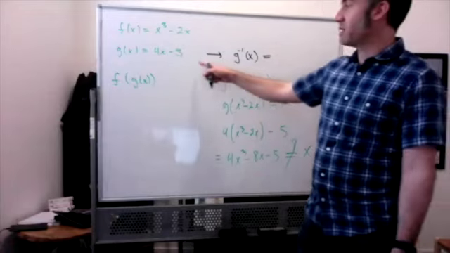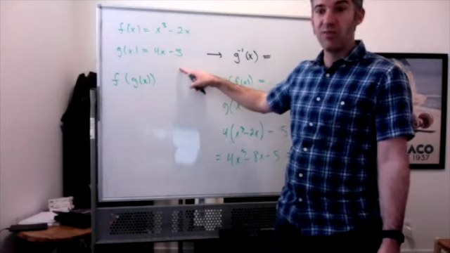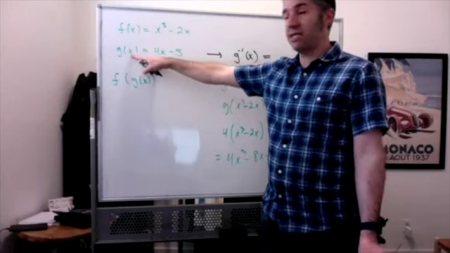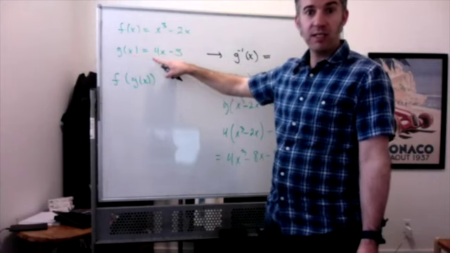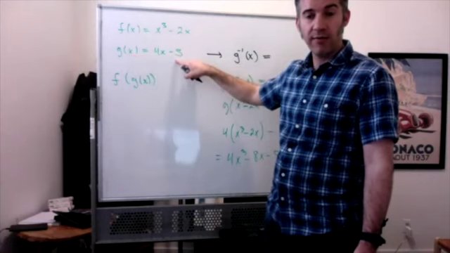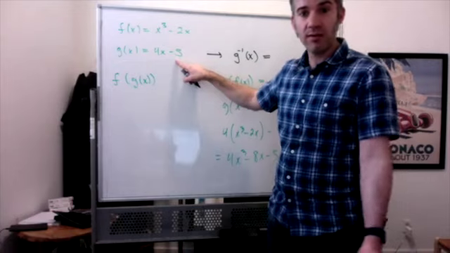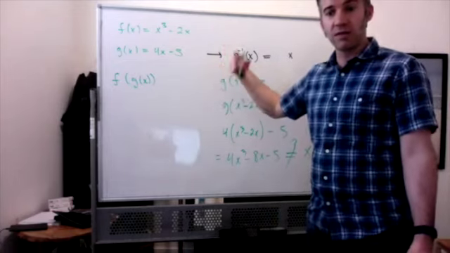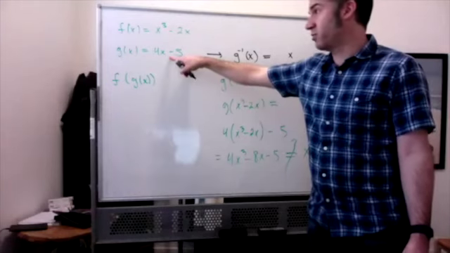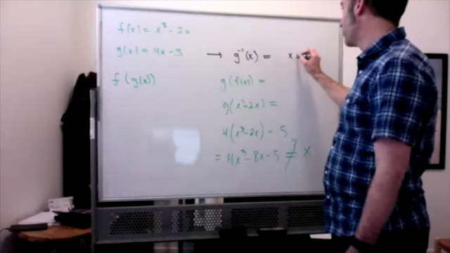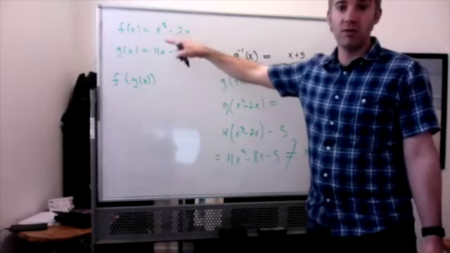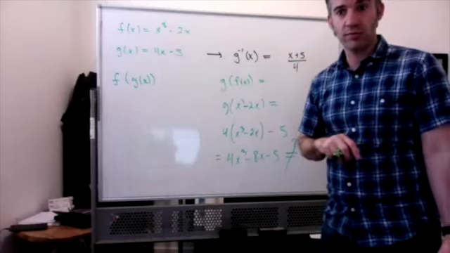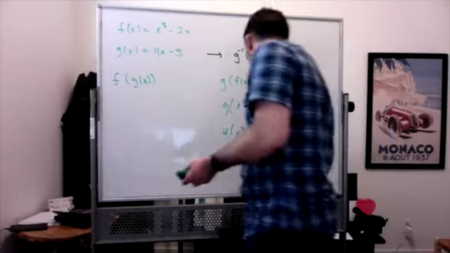When you have something that's nice and linear, it's really easy to tell what to do to undo it. So g of x takes x, multiplies it by 4, and then subtracts 5. If I want to undo that, I'm going to take x and undo the things in the reverse order. So if I want to undo subtracting 5, I'm going to add 5. If I want to undo multiplying by 4, I'm going to divide by 4. That's your inverse function. We can check.